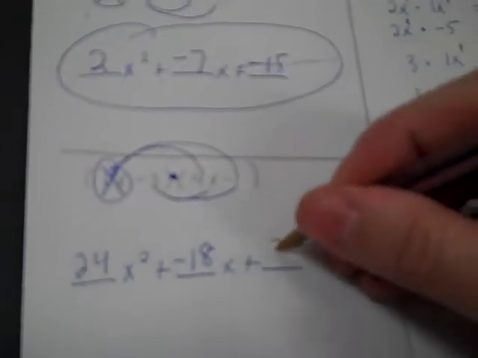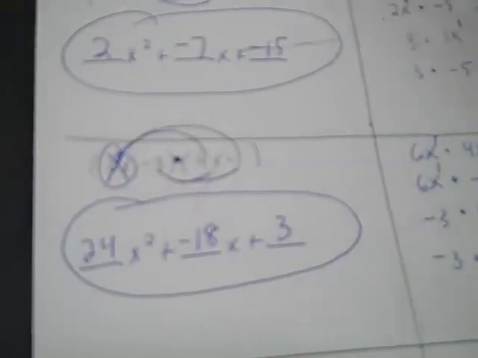So x second, you just have the 24. For x, you're looking at x to the first, so I add negative 6 to negative 12. That's negative 18. Okay, and then negative 3 times negative 1 is 3, so I just put 3. That's what it multiplies into.